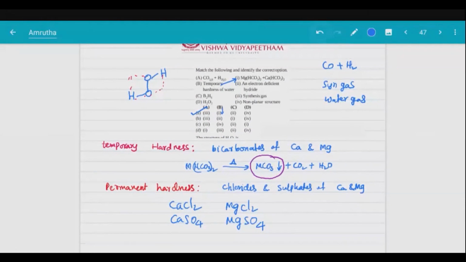We have discussed a very important concept in detail. We can use different methods like Calgon's method and ion exchange resin. Okay, sure. We'll send this PDF.